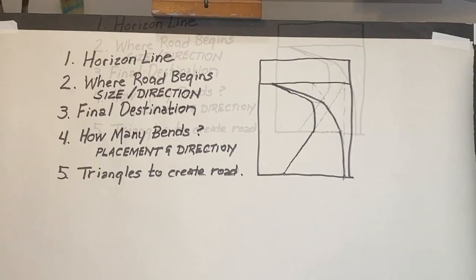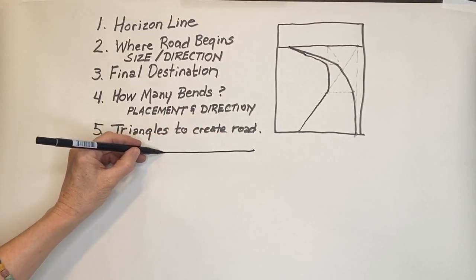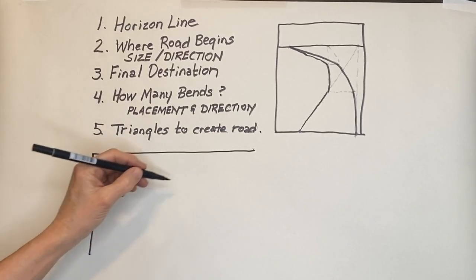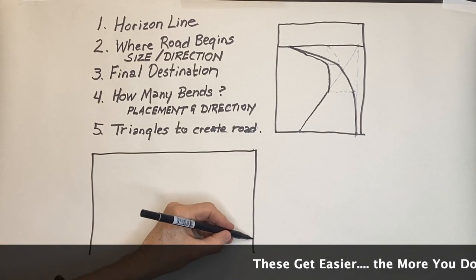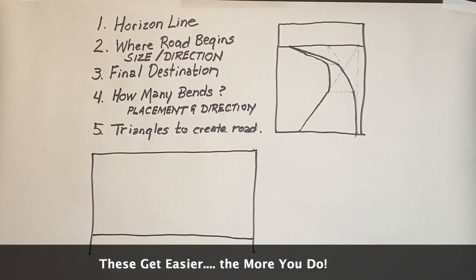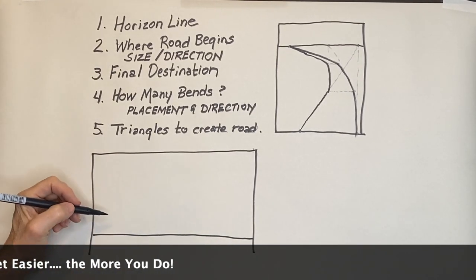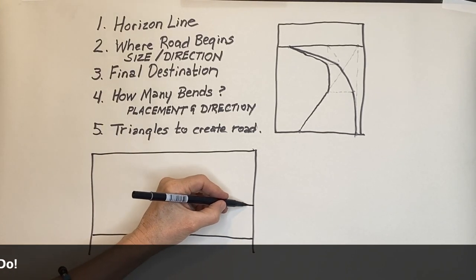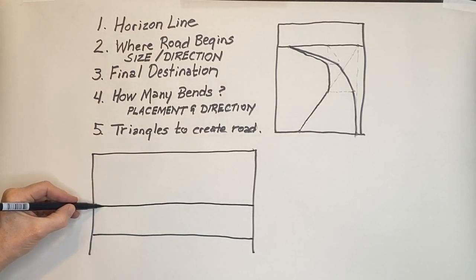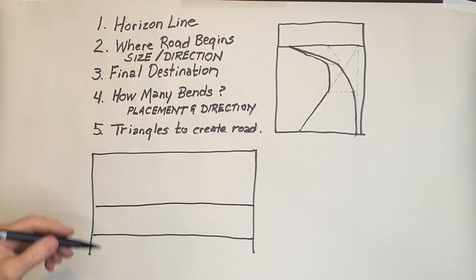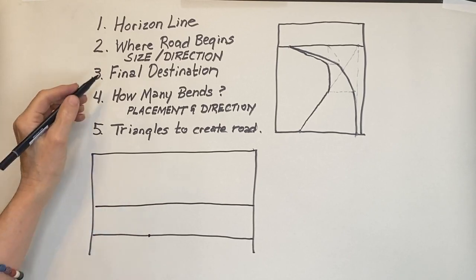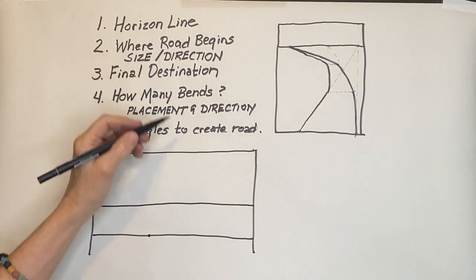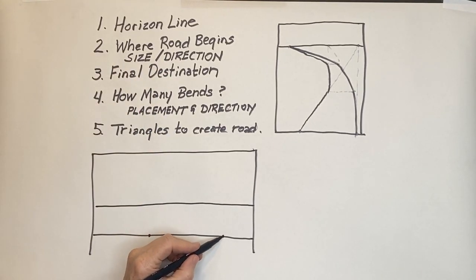I'm gonna zoom out. Let's do a big wide one. Am I in the thing? Nope, let me go like right here. All right, we got a nice wide landscape here. Let's do this one kind of low. So we've got, what's that? Number one, horizon line. Where do we want our road to begin? Let's start this one kind of in the middle. How wide do we want it? The size? Let's make it pretty wide.